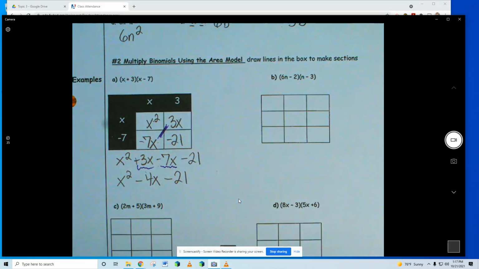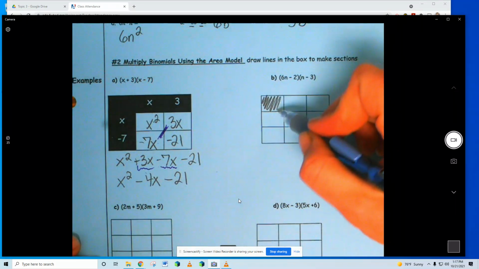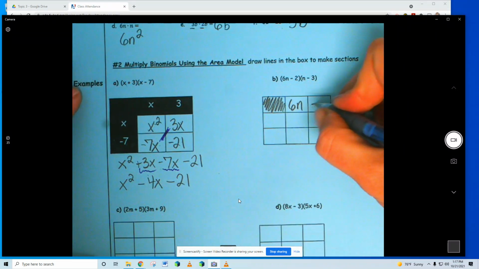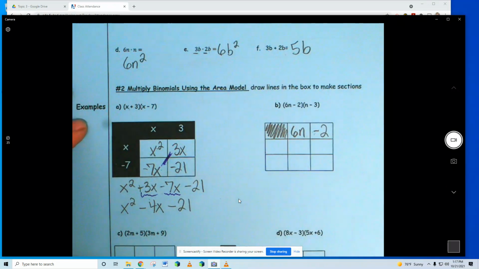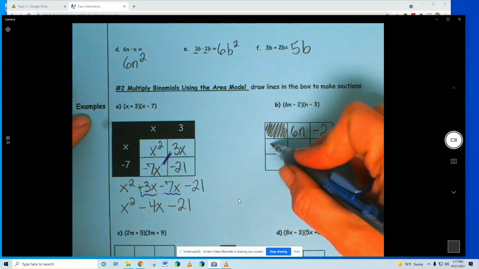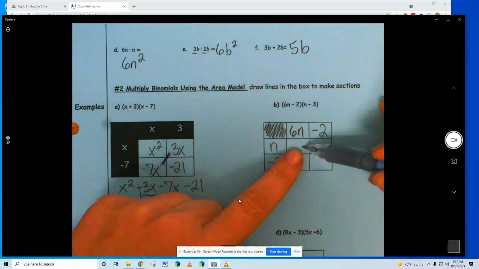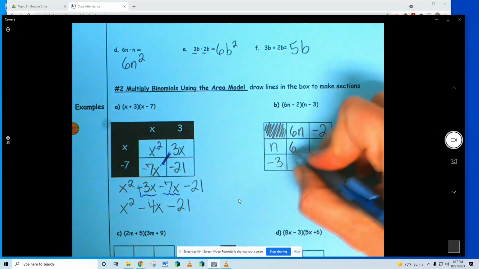Starting at part B, I am making you do the actual like shading part. This box is not used at all. And so I'll do a 6n and the minus 2 along the top, and the n minus 3. So I'm going to put the negative minus sign with the number. You would never put like 6n minus in a box. Just put the minus sign with the 2. All right. And we're doing like a grid. 6n times another n. 6n squared.